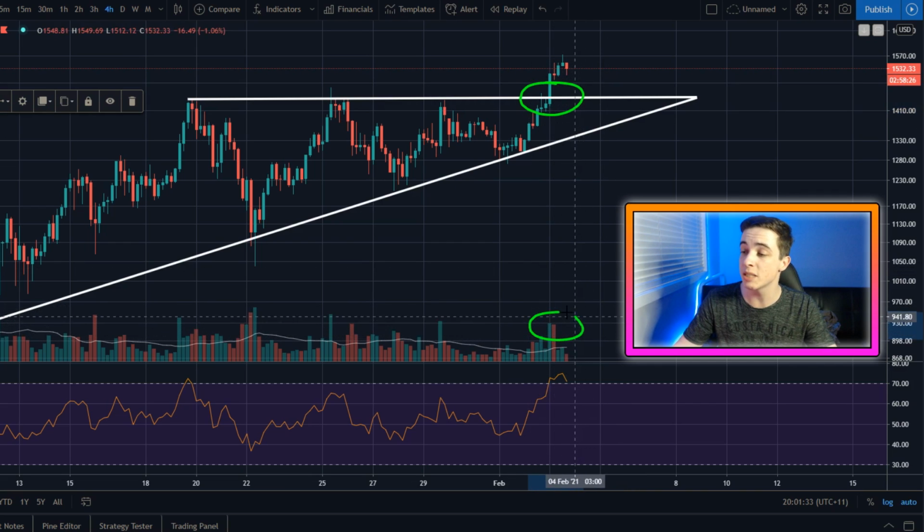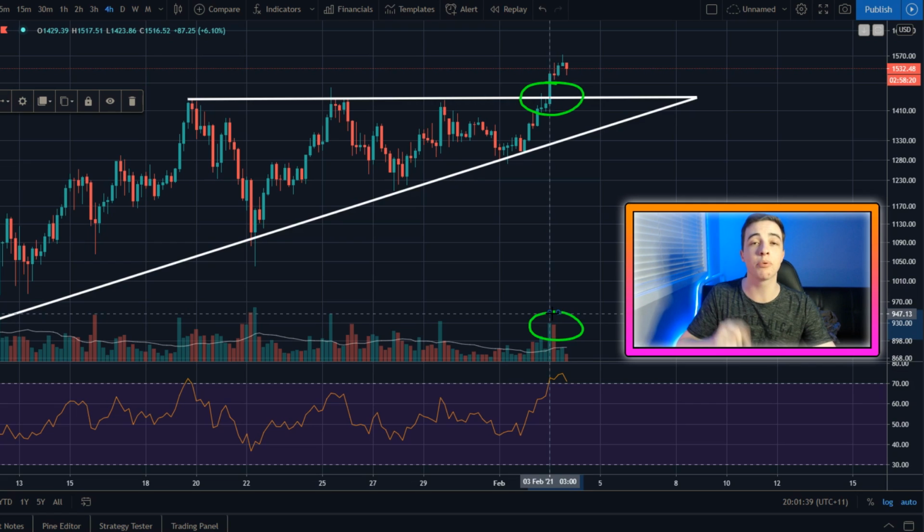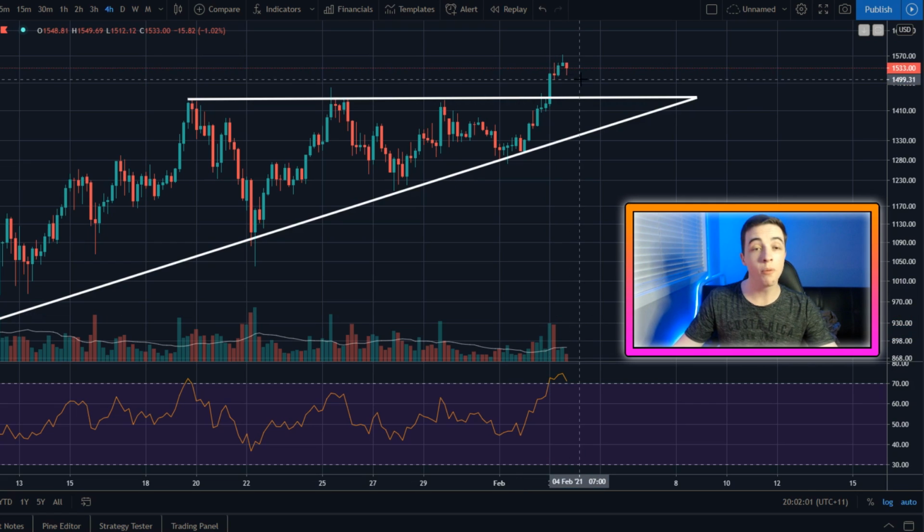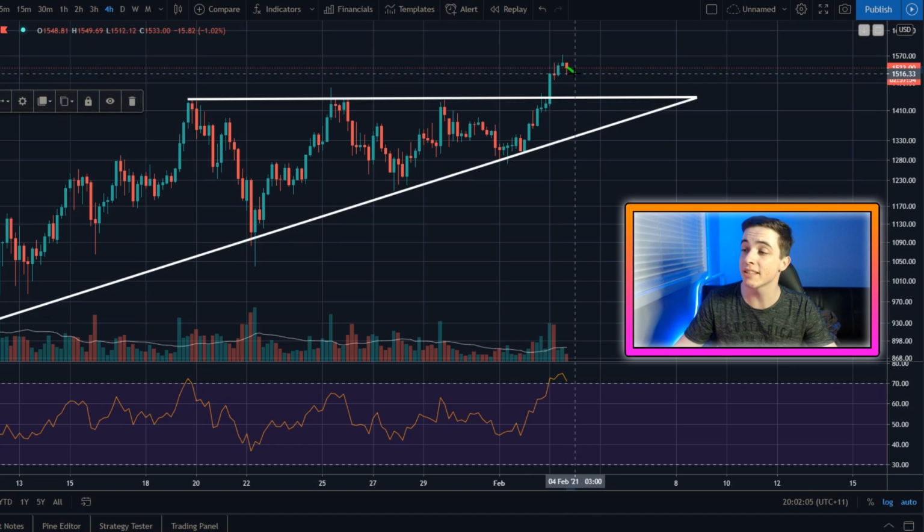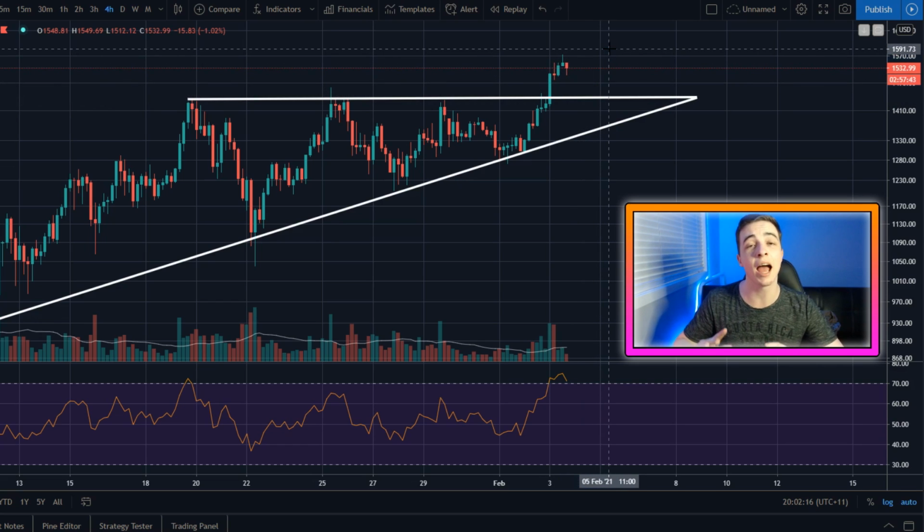Just as Ethereum broke out of this pattern here into new all-time highs, we did see a nice spike in volume, as you can see here, and that's confirmation number 1 that this breakout is a real breakout. Now, confirmation number 2 for this breakout would simply be if the price comes back down to this previous level of resistance and tests it and confirms it as new support. Once again, if that happens, that would be double confirmation that this breakout is real.